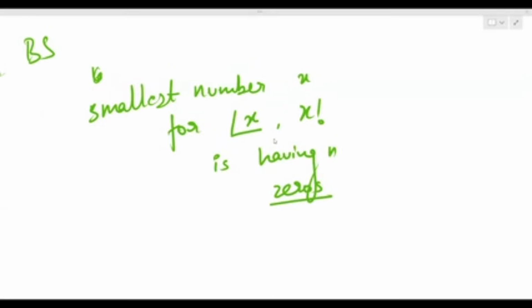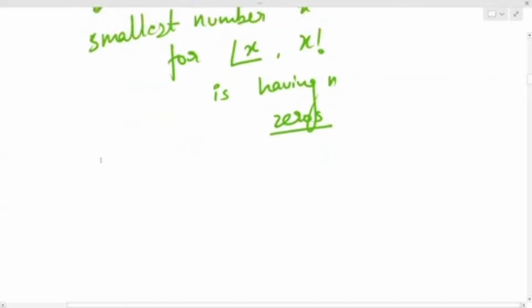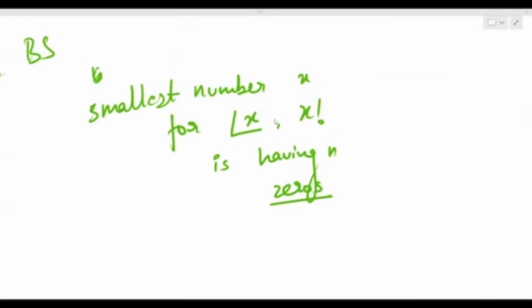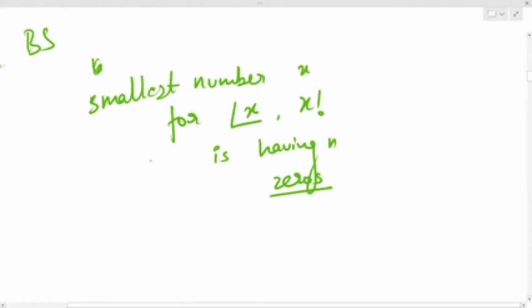We have to find the number n for which there are at least n trailing zeros at the end. First of all, if anyone wants to say something, you can say it right now. You can unmute yourself. Okay, I'll start. So n is less than or equal to 10 to the power 4. Yesterday we discussed that.